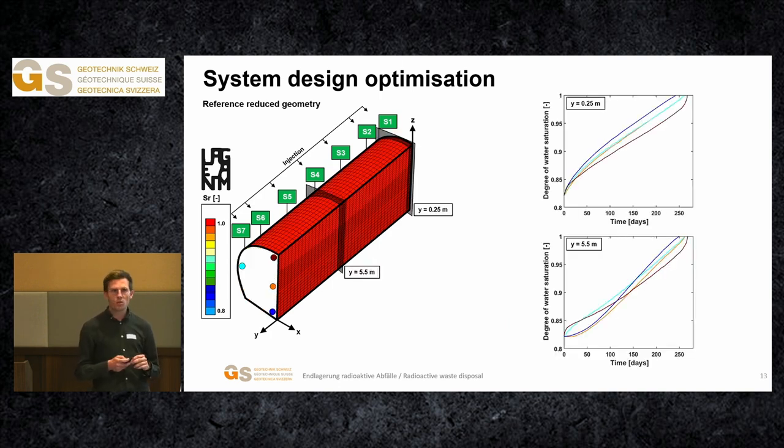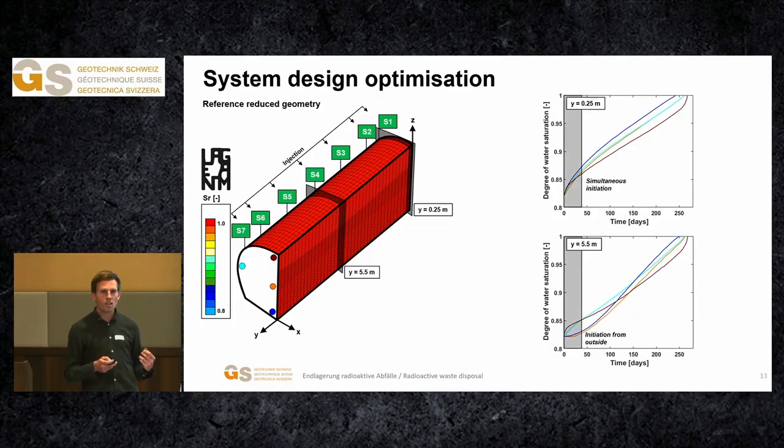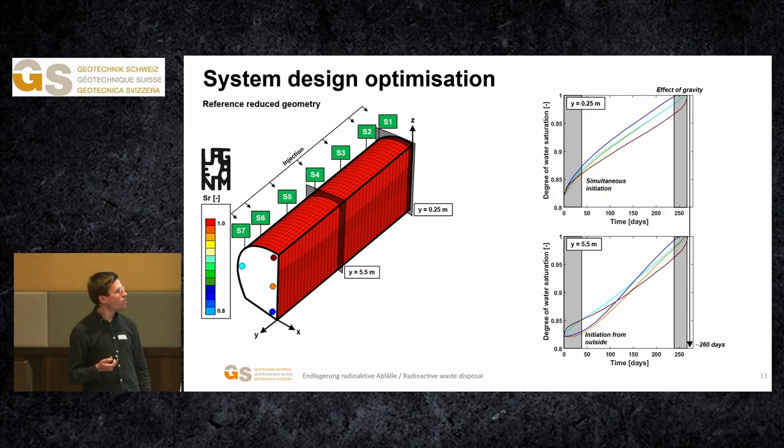So if we take a closer look at different sections of the backfill, we can see that the saturation initiates from the entire section at the upstream side of the domain, while it starts from the periphery in the other section of the backfill, finally establishing according to gravity and leading to a full resaturation after more or less 260 days.